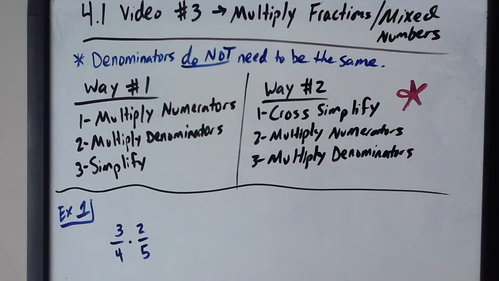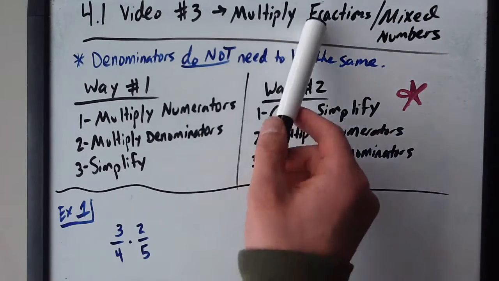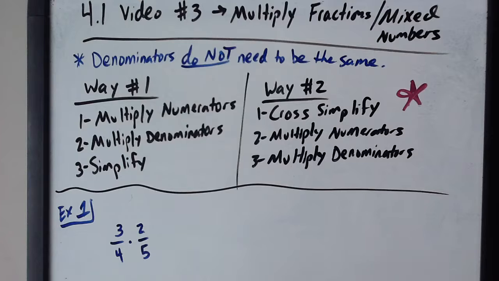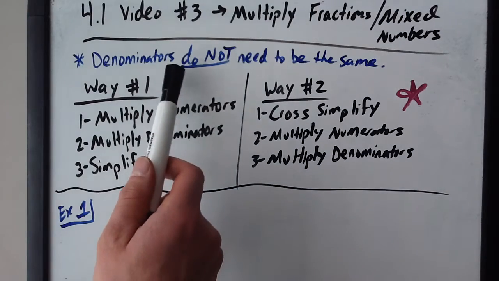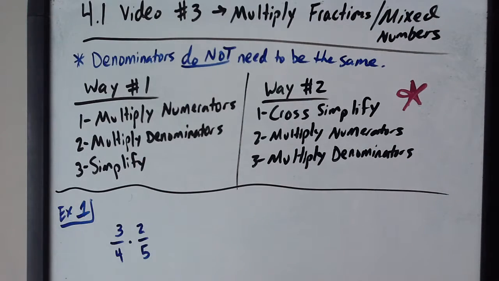Grade. This is 4.1 video number 3. We'll talk about multiplying fractions and mixed numbers. Now, unlike adding and subtracting fractions where the denominators must be the same, whenever you multiply or divide fractions, the denominators do not need to be the same.